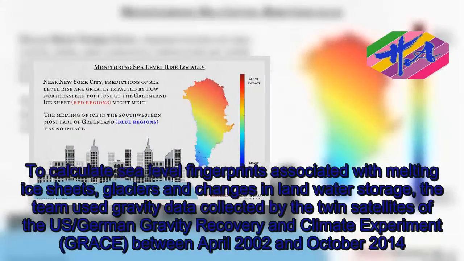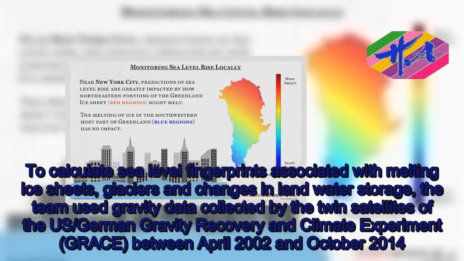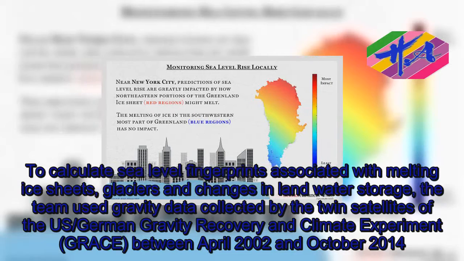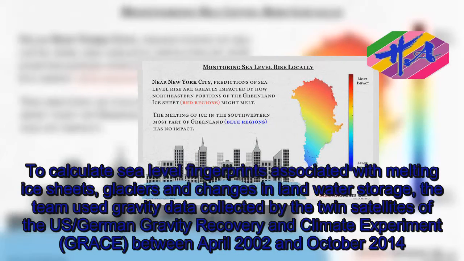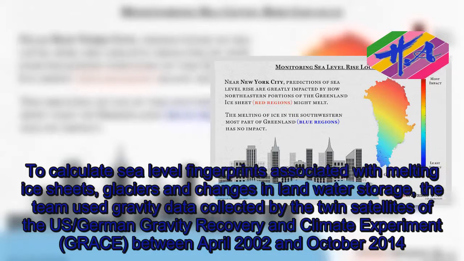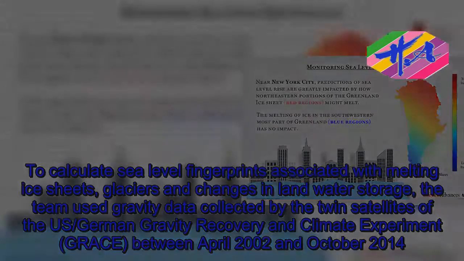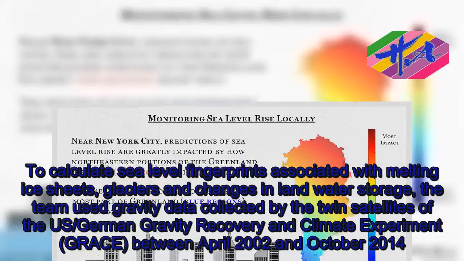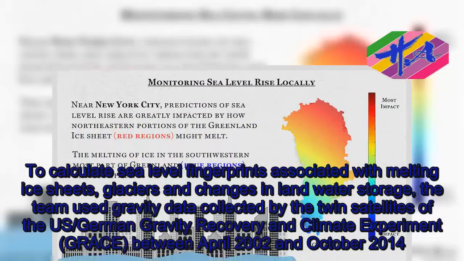To calculate sea level fingerprints associated with melting ice sheets, glaciers and changes in land water storage, the team used gravity data collected by the twin satellites of the US-German Gravity Recovery and Climate Experiment, GRACE, between April 2002 and October 2014.